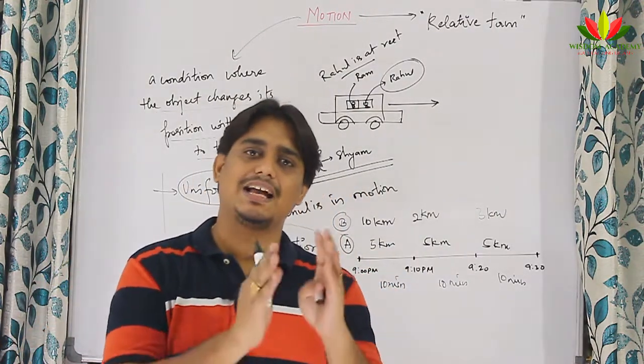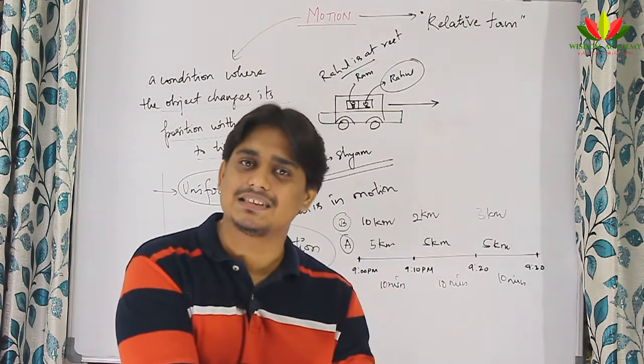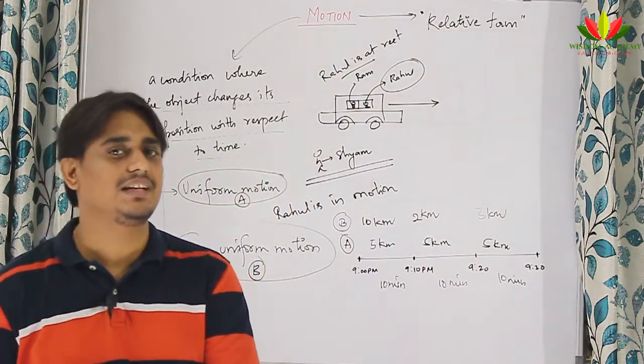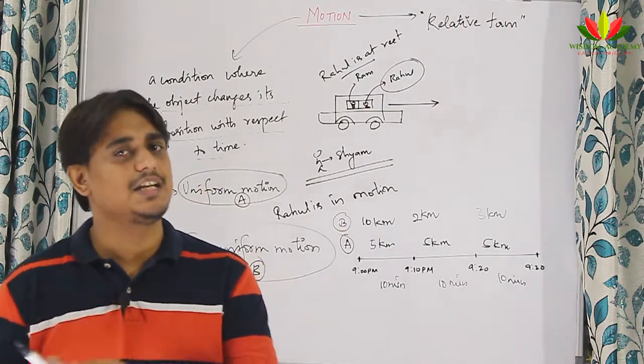Uniform motion is an object covering equal distances in equal intervals of time, and non-uniform motion is an object covering unequal distances in equal intervals of time.